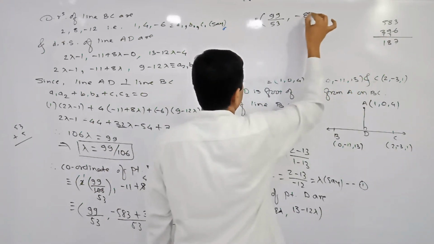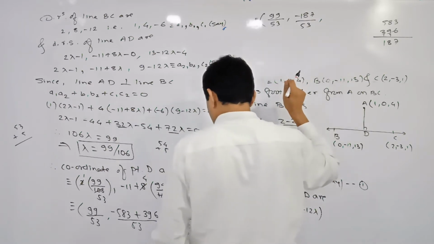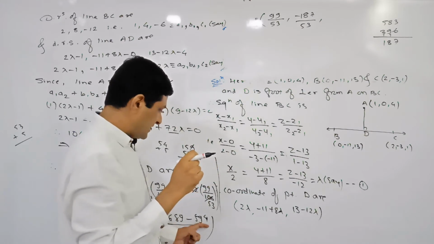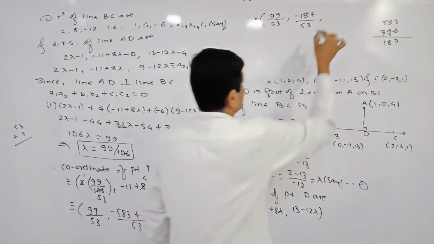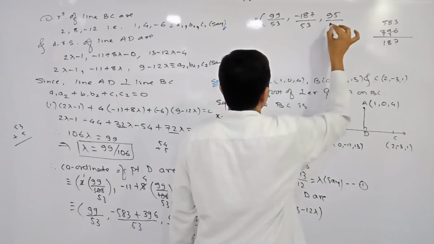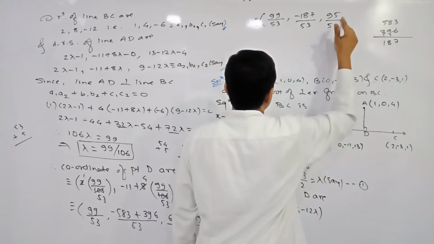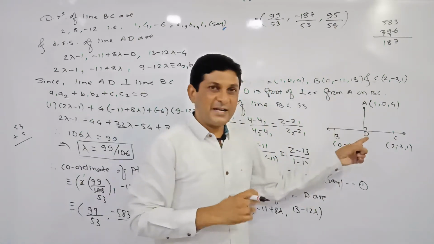So minus 187 divided by 53, and here we have to find the difference of these two numbers again. 289 minus 194 will be 95. So 95 upon 53. In this way, we have got the coordinate of which point? D, and that is the question.